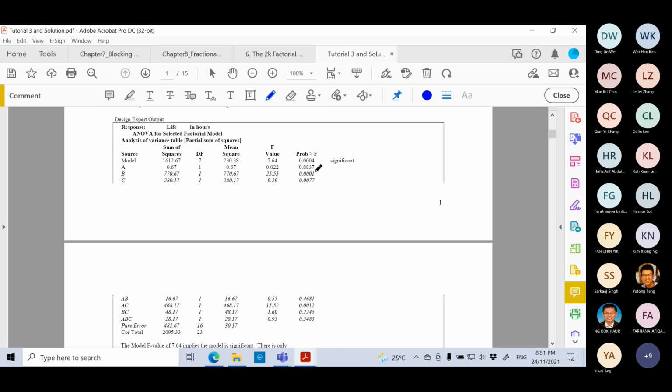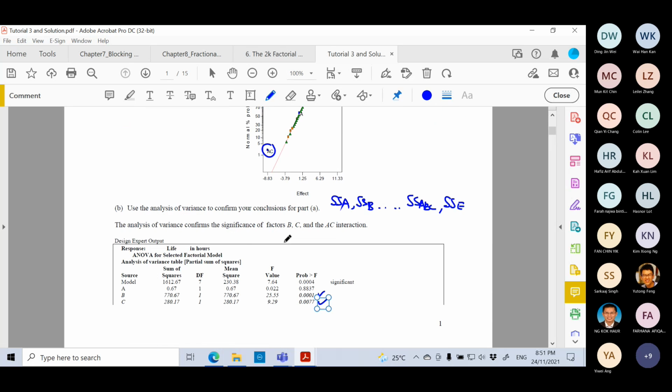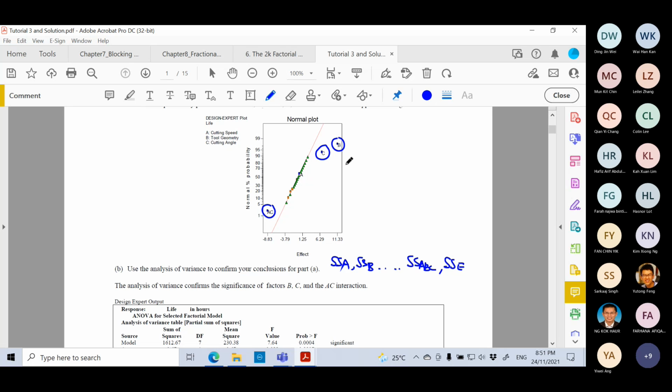Okay, from here we can observe that, sorry, this is the overall model. The overall model was significant. But we can observe that for factor B the p-value is quite small. The second one is AC. And then we have C here, also 0.0077. So these are the three important factors. This result is consistent with the normal probability plot, where B, C, and AC are important.